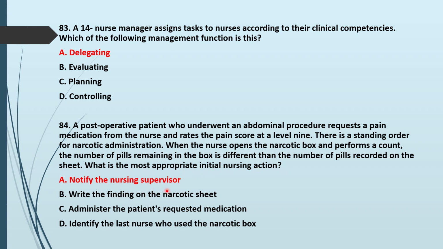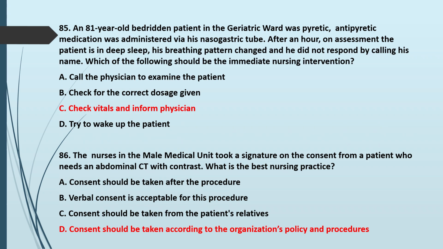Notify the nursing supervisor, write the finding on the narcotic sheet, administer the patient's requested medication, identify the last nurse who used the narcotic box. So these are none of her scope of practice. Her scope of practice is she should notify the nursing supervisor or charge nurse or manager of that unit.